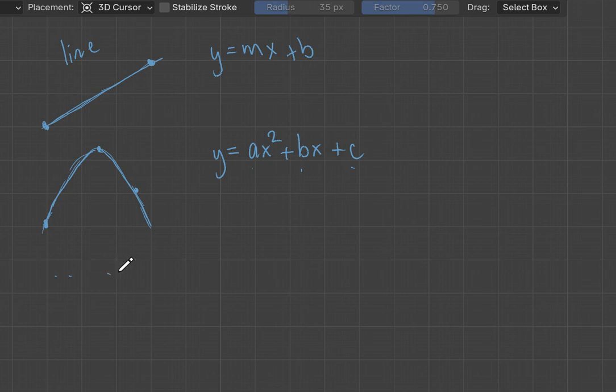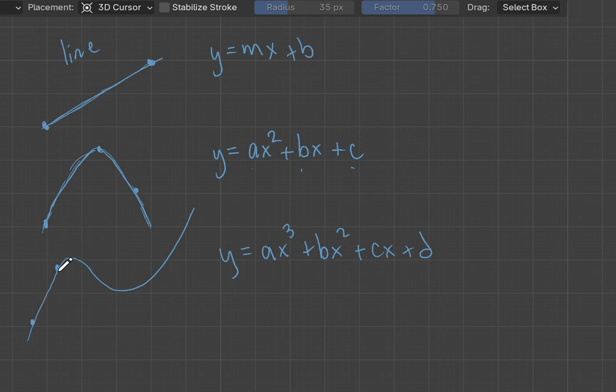So the pattern continues. If you had some sort of curve that was maybe of the form y equals ax cubed plus bx squared plus cx plus d, this equation, you would need 4 points in order to be able to describe this curve, and so on and so forth.